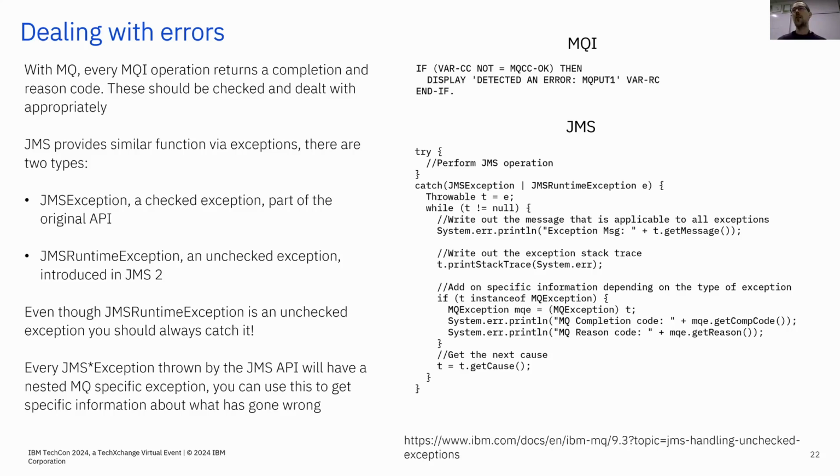It's just worth bearing in mind that the procedure you use for that is formulaic, but a little bit more complicated. And also you should bear in mind that sometimes a given JMS API might map under the covers to multiple different MQI APIs. So again, there's a slight nuance there.